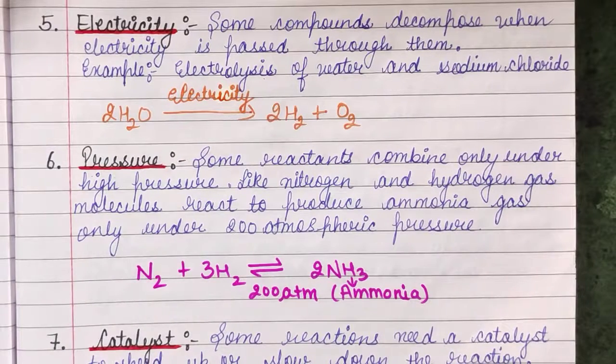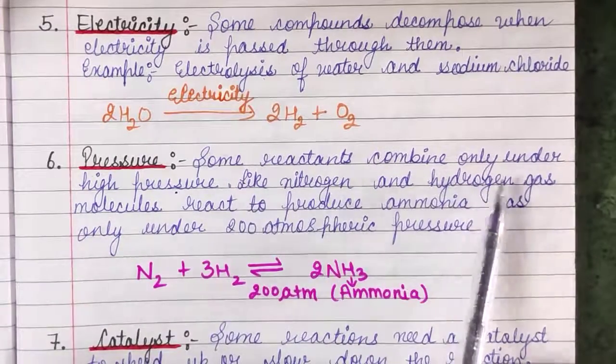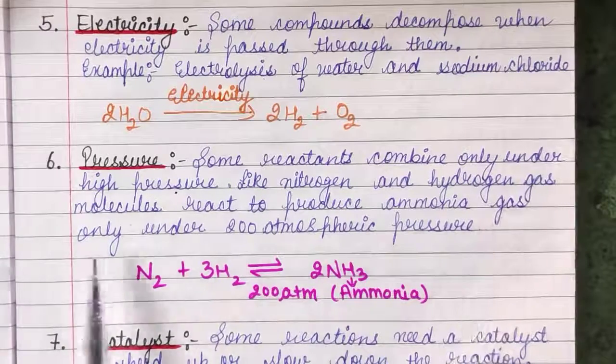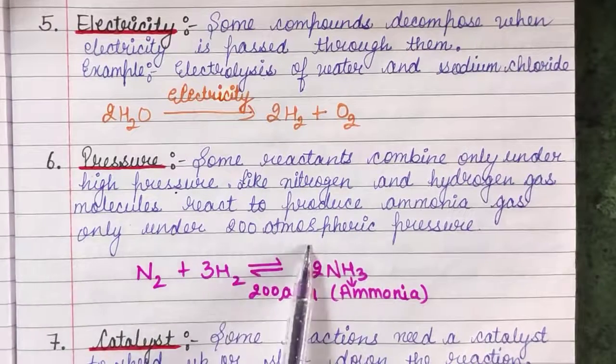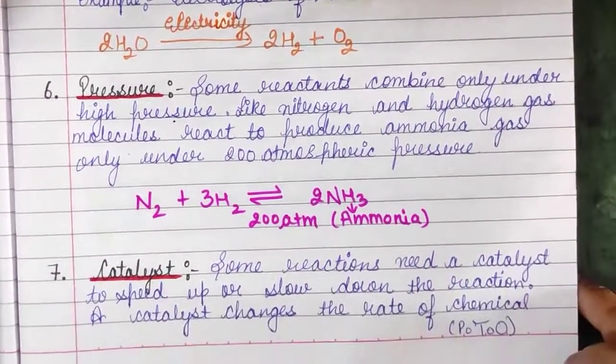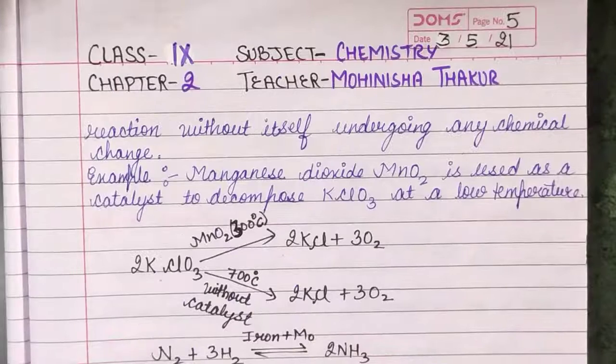Some reactants combine only under high pressure, like nitrogen and hydrogen gas molecules react to produce ammonia gas only under 200 atmospheric pressure. Now the seventh one is catalyst. So some reactions need a catalyst to speed up or slow down the reaction. A catalyst changes the rate of chemical reaction without itself undergoing any chemical change.